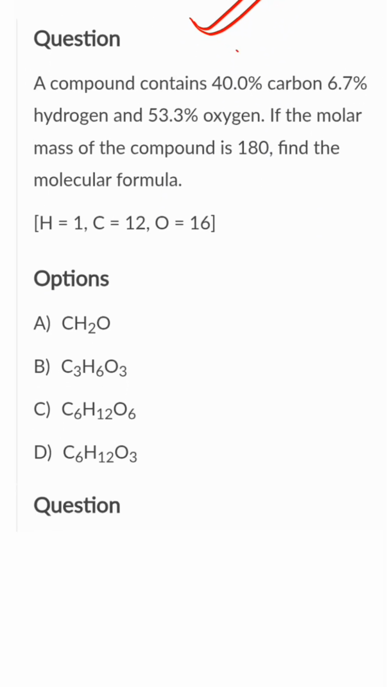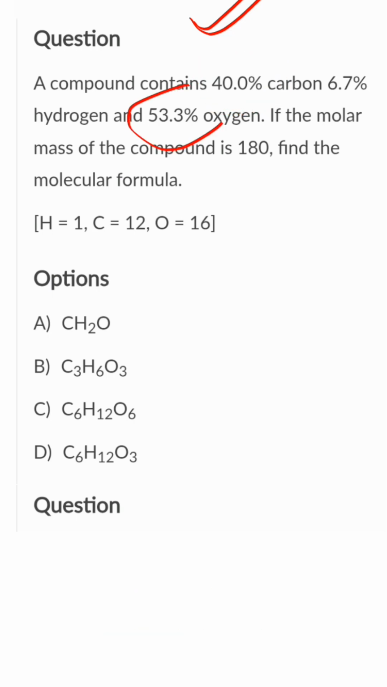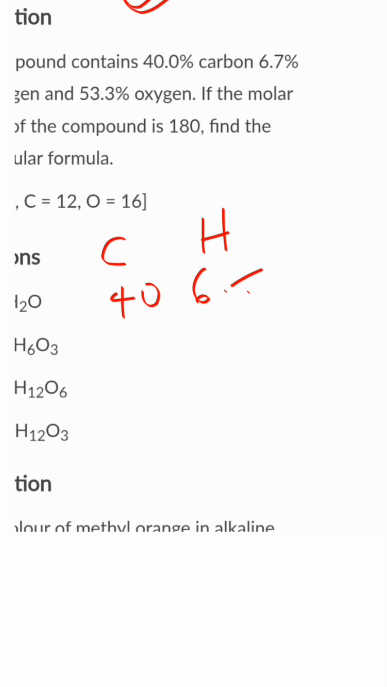The compound contains 40% carbon, 6.7% hydrogen, and 53.3% oxygen. If the molar mass of the compound is 180, you have to find the molecular formula. So first of all, arrange it like this. C is 40 for carbon. Then for hydrogen, you have 6.7. Then the last one for oxygen, you have 53.3.